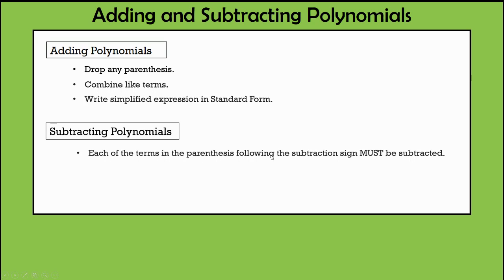We'll work on that here in a second. Okay, but after I've done that, then it's combine like terms, and I'm doing it with the idea in mind that I'm going to write it in standard form. So it's kind of an asterisk right here. This is a key part of subtracting polynomials: that minus sign in front of a grouping symbol means everything in that grouping symbol has to get subtracted. And I'll show you how to do that.